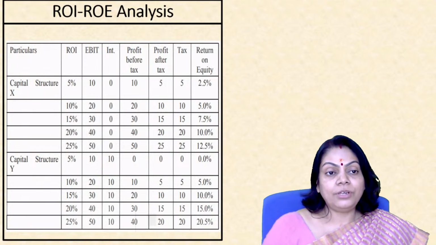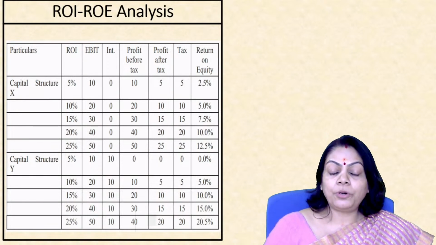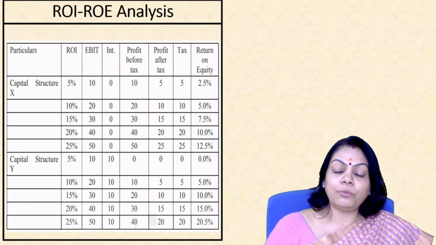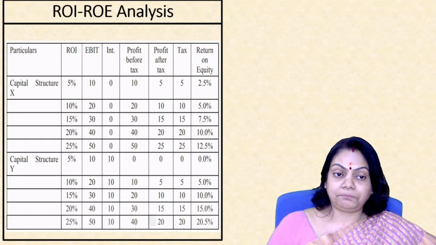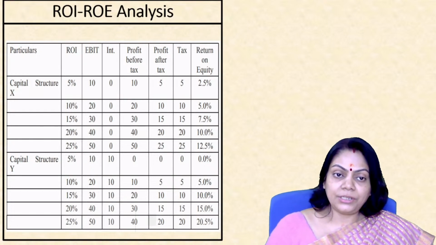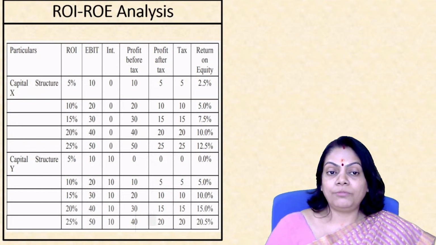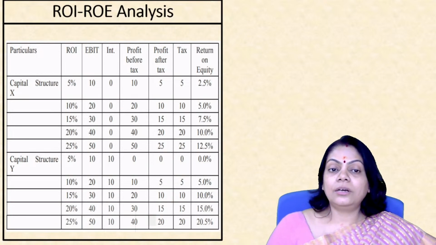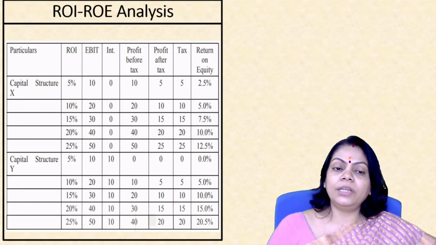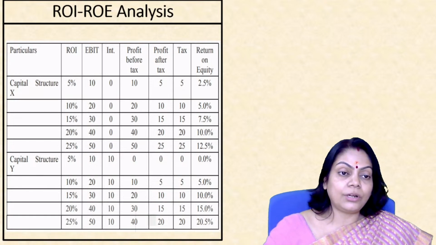Now see, what I have done here is I have given you the X and Y in different panels. The top panel is the capital structure of X, and the bottom panel is the capital structure of Y. Here I am showing you the ROI, the EBIT, the interest, and the profit before tax. The EBIT minus interest is profit before tax, and from profit before tax you deduct the taxes. So you get the profit after tax, and the profit after tax divided by the equity or net worth will give you the return on equity. Now these things have been given here. You just have a cursory look through this.